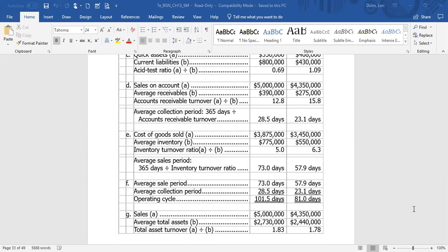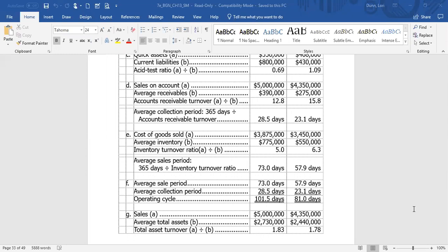G, the total asset turnover would be found by taking sales for the year divided by your average total assets, which would be total assets this year plus total assets from the beginning of this year, $2,460,000 divided by 2. So the average assets are $2,730,000. We divide that into the sales of $5 million, 1.83.